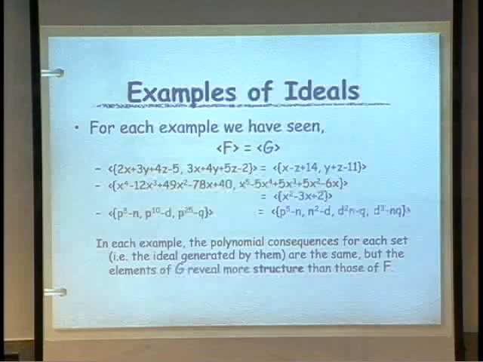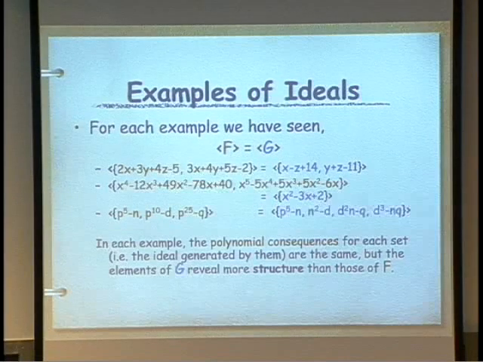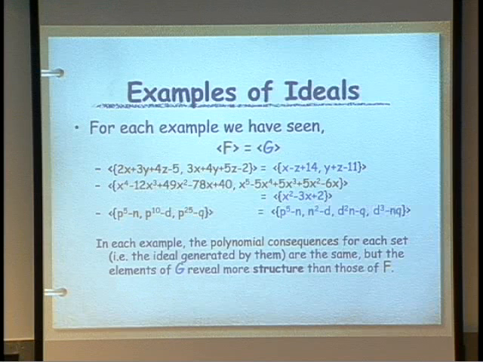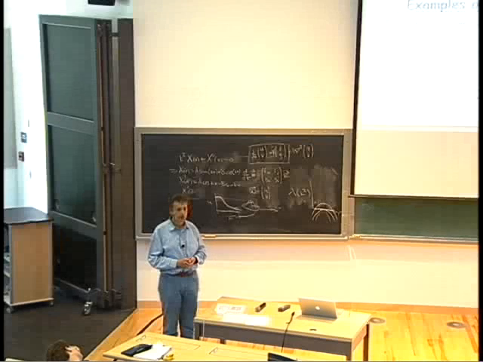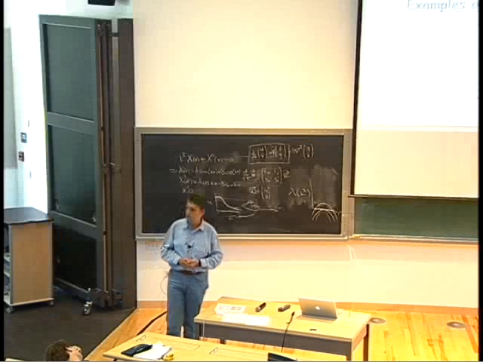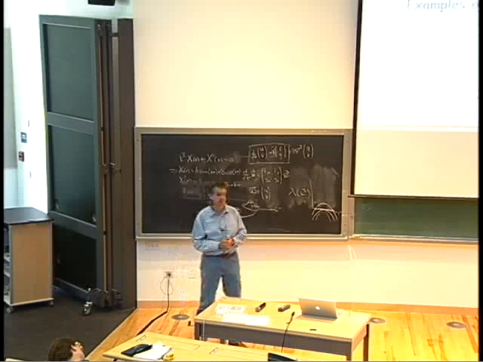So in each example, the polynomial consequences are the same, but the elements of G reveal more information, more structure than those of F. Now you can already see in this case, sometimes the size goes up, sometimes the size goes down. But in each case, there's some advantage to the blue stuff over the brown stuff.